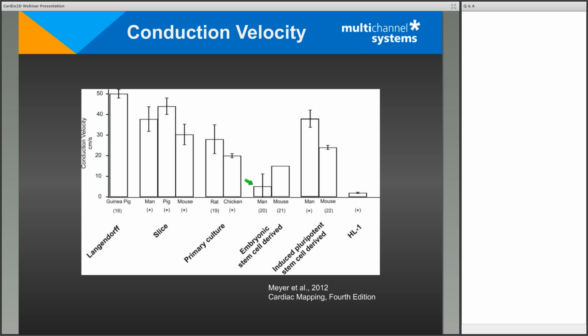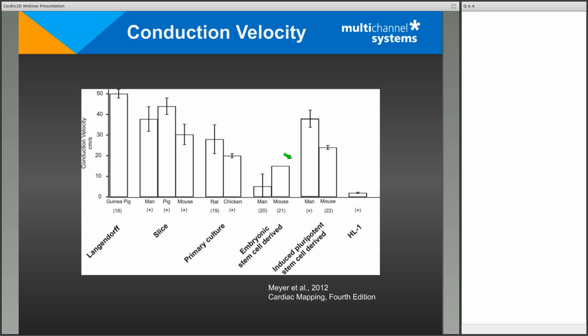We started working on embryonic stem cell-derived cardiomyocytes about 10 years ago already, and we got the first human ones in our lab. That must have been about 2004. And you see, those cells have been conducting very slowly. We observed conduction velocities between 5 and 10 centimeters per second here.